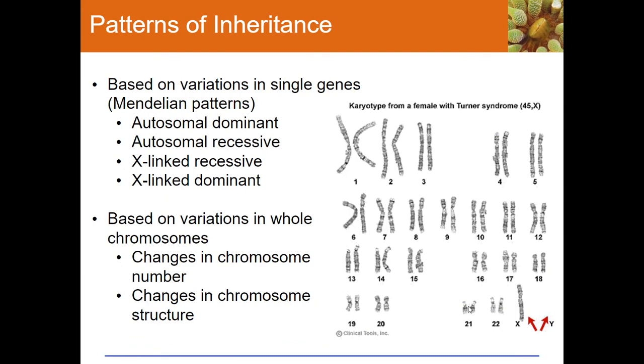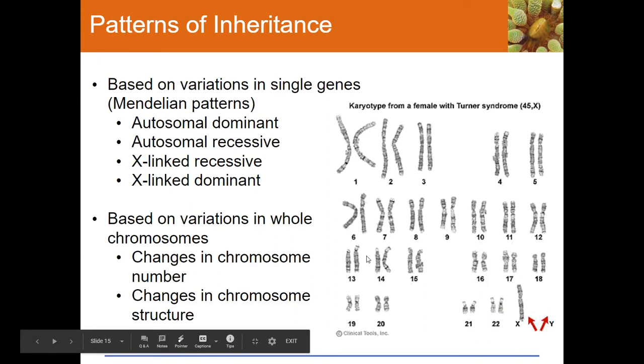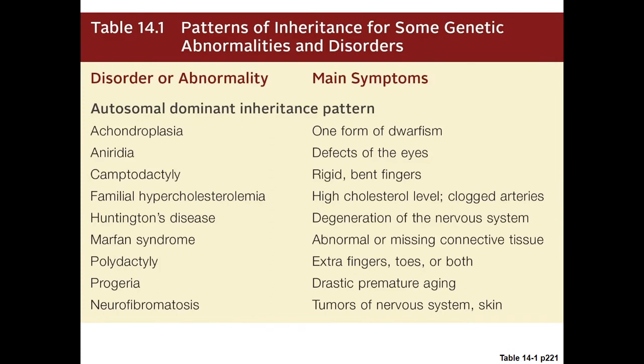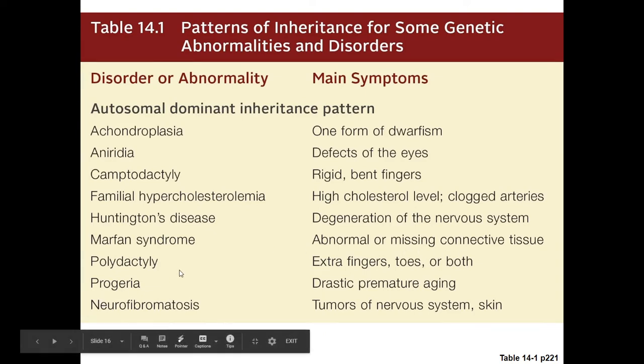Does this individual still exist? Yes, absolutely they do, but there are usually some symptoms or complications as well, though not necessarily super life-threatening. Okay, so patterns of inheritance for some genetic abnormalities and disorders. With abnormalities, you've got things like achondroplasia, which does not necessarily threaten their life, but it does cause dwarfism, shorter arms and legs. You've got all sorts of them, and like I said, many of these were some of the genetic mutations that you guys looked up for your projects. The Marfan syndrome, missing connective tissue, polydactyly, extra fingers, progeria was one.